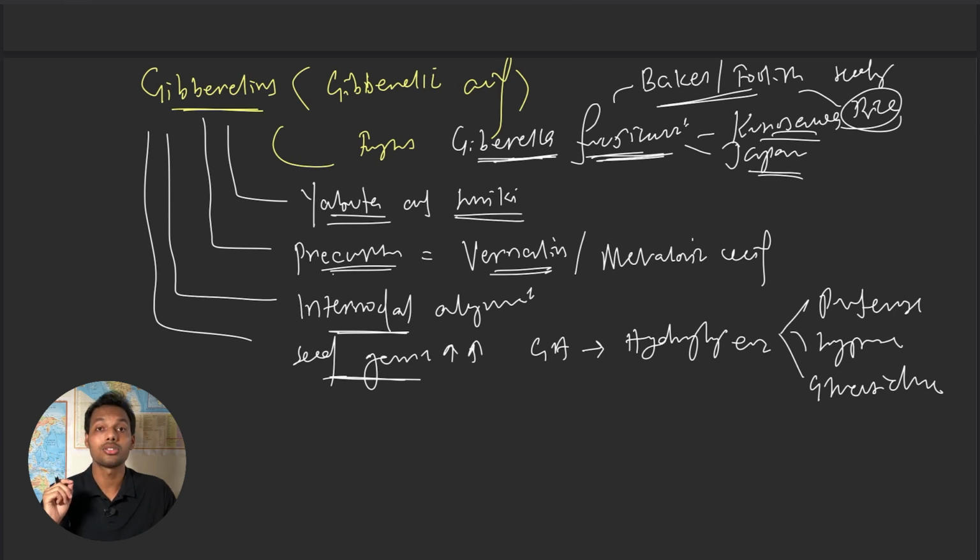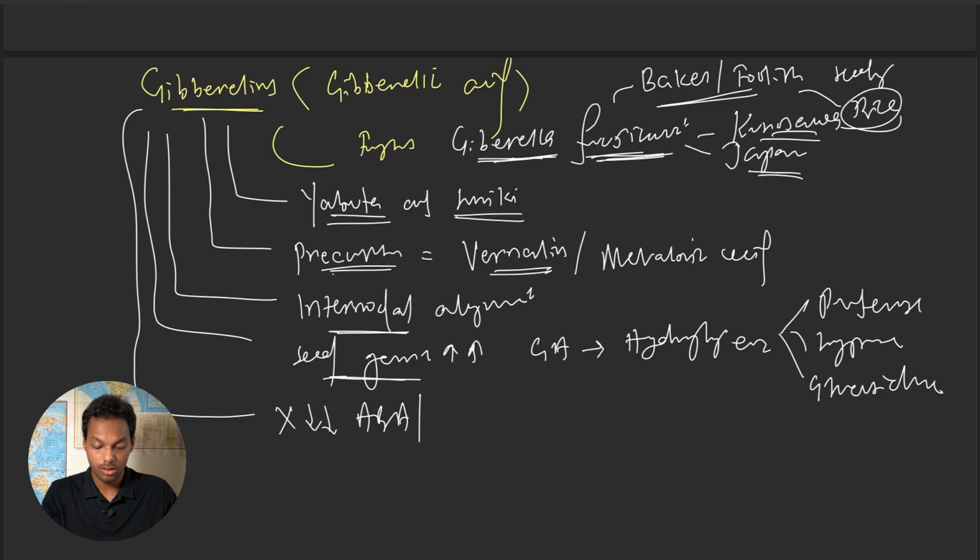Then it inhibits the effect of dormin or abscisic acid. Gibberellic acid inhibits the effect of the growth retardant, that is abscisic acid or dormin.